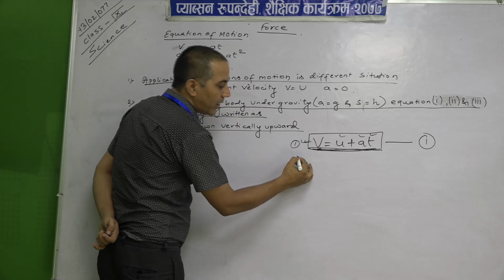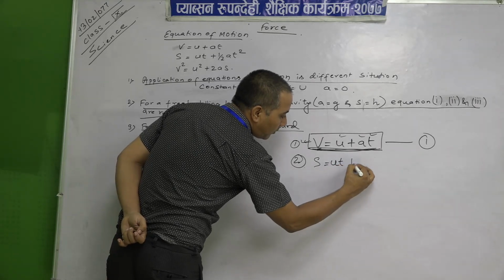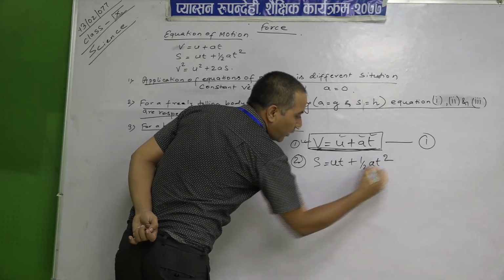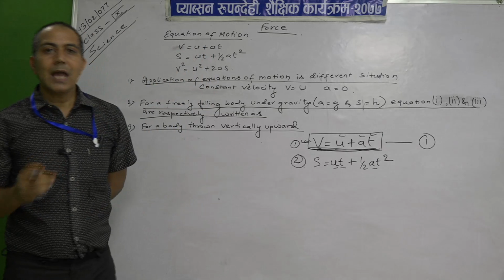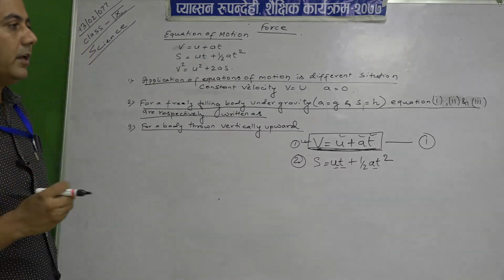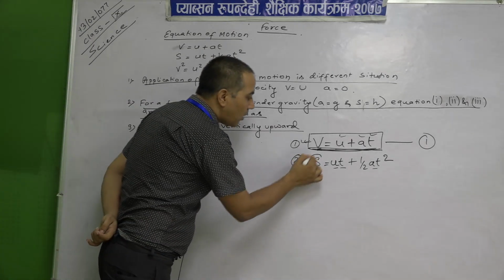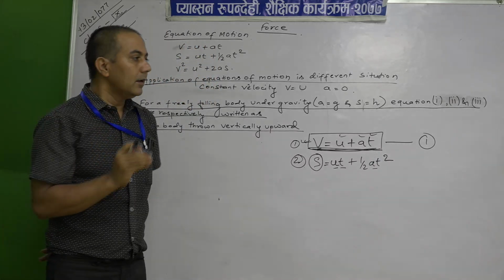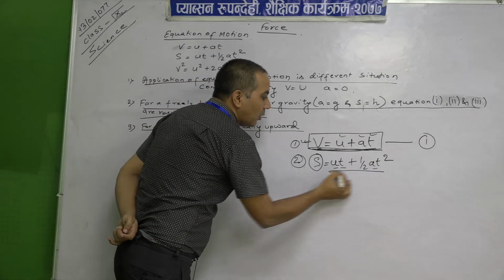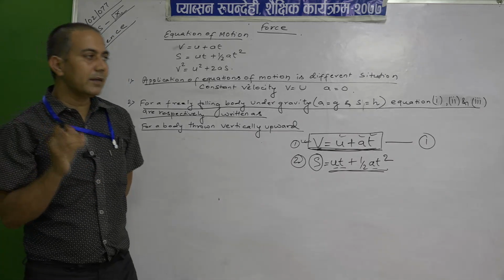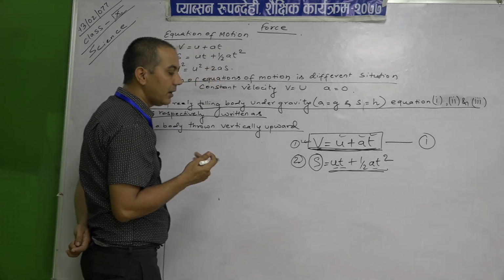The second equation we derived yesterday is S equals ut plus half at square. U means initial velocity, t is time, a is acceleration. When time, acceleration and initial velocity are given, to find the distance covered by the body, we use this formula. That means, when initial velocity, acceleration and time are given, we use this formula to calculate the numerical problem.